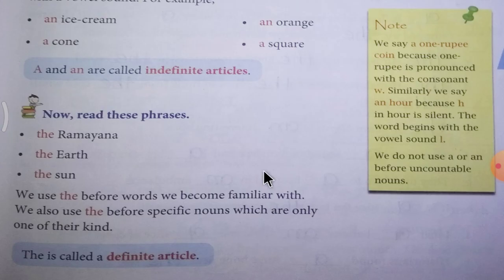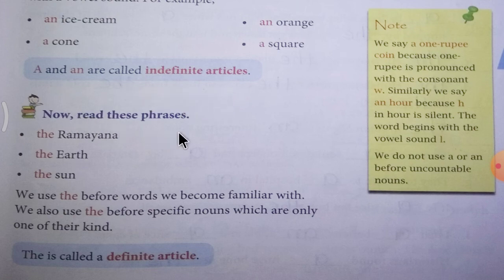For example, an ice cream, an orange, a cone, a square. A and an are called indefinite articles.